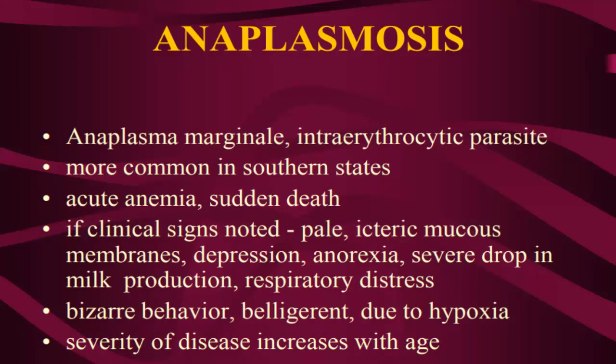Anaplasmosis: Anaplasma marginale, an intraerythrocytic parasite, more common in southern states. Acute anemia, sudden death. If clinical signs are noted: pale, icteric mucous membranes, depression, anorexia, severe drop in milk production, respiratory distress, bizarre behavior, belligerence. Due to hypoxia, severity of disease increases with age.